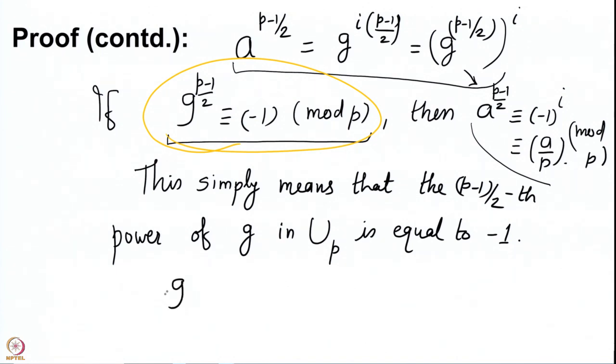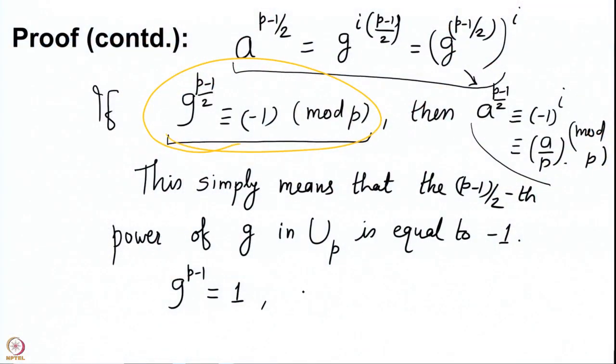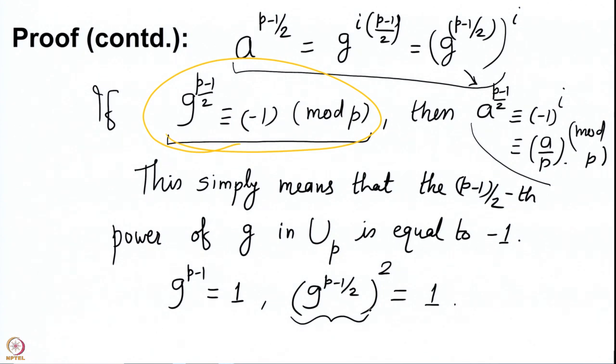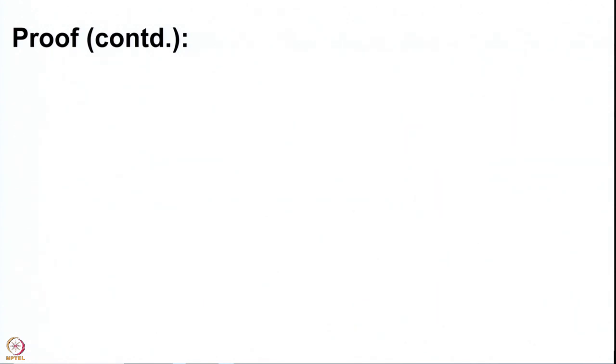So, first of all we note that G to the P minus 1 has to be 1, because G being primitive, the order of G is the cardinality of UP, which is P minus 1. So, G to the P minus 1 is 1, which says that if you were to take this power G to the P minus 1 by 2 and take the square, then you get 1. So, this element here is a square root of 1. So, the possibilities are that we get the element G to the P minus 1 by 2 equal to 1 or minus 1.